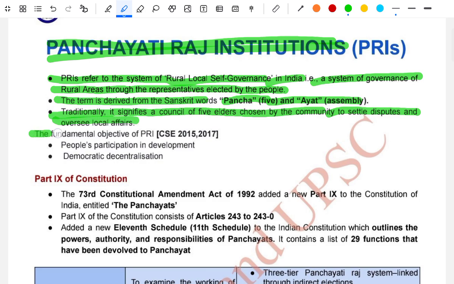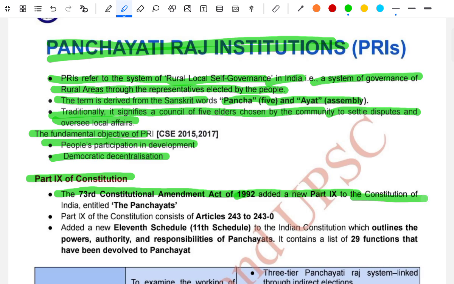The fundamental objectives of the Panchayati Raj institution are people's participation in development and democratic decentralization, under Part 9 of the Constitution. The 73rd Constitutional Amendment Act of 1992 added a new Part 9 to the Constitution of India, entitled the Panchayat.